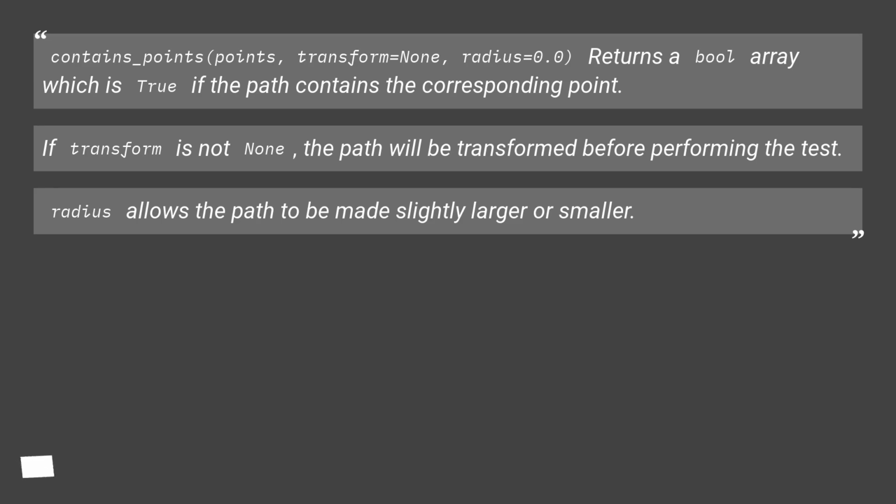Contains_points, transform=None, radius=0.0, returns a bool array which is true if the path contains the corresponding point. If transform is not None, the path will be transformed before performing the test. Radius allows the path to be made slightly larger or smaller.